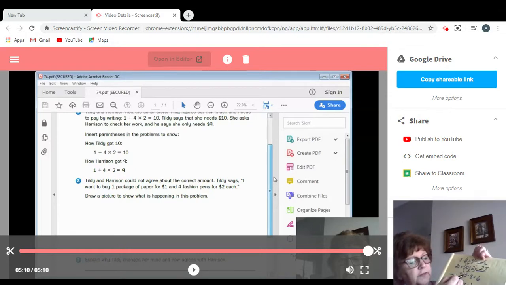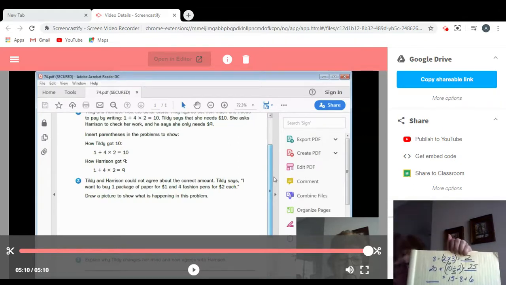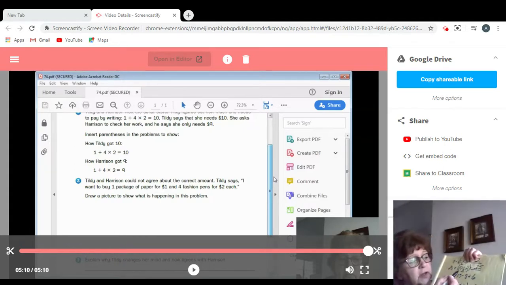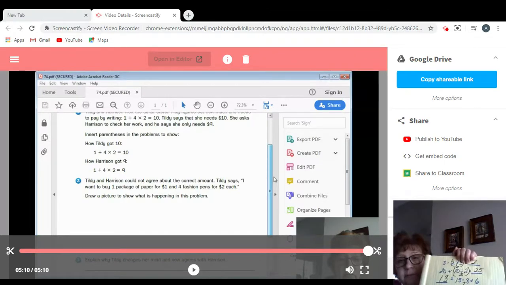Blank equals 15 minus 8 plus 6. All right, so this one I don't have any multiplication or division, do I? So then I'm going to add or subtract from left to right. So I'm going to do 15 minus 8, and that would be 7. 7 plus 6 is 13.